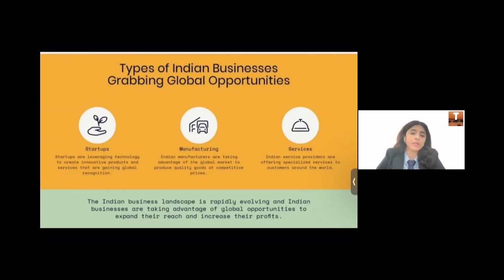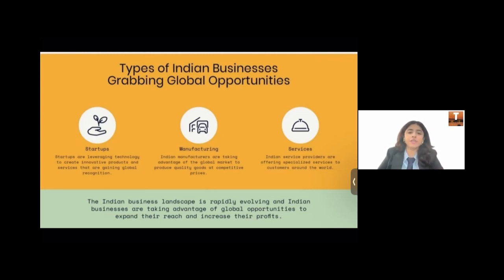India has witnessed a booming startup ecosystem with technology-driven companies making significant strides on the global stage. Startups in sectors such as e-commerce, fintech, health tech, edtech, and artificial intelligence have gained international recognition. Companies like Flipkart, Ola, Paytm, Byju's, and Zomato have expanded their operations beyond India, attracting global investments and penetrating international markets. Second would be manufacturing and engineering.